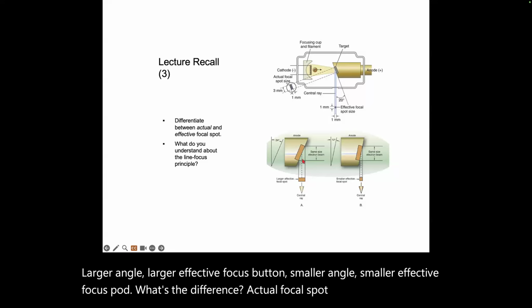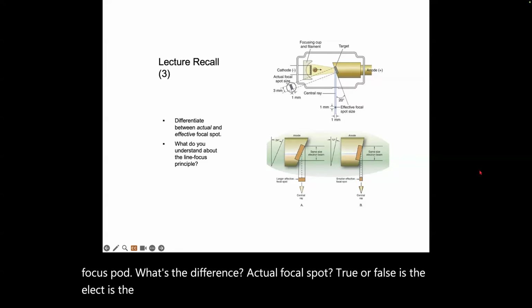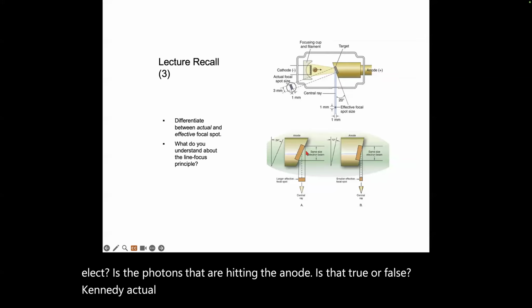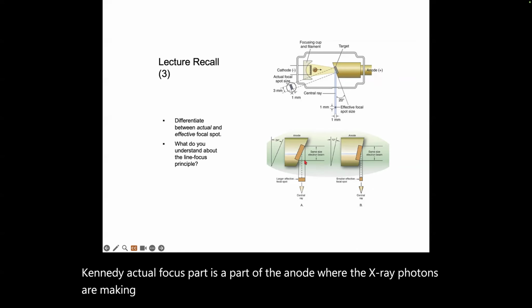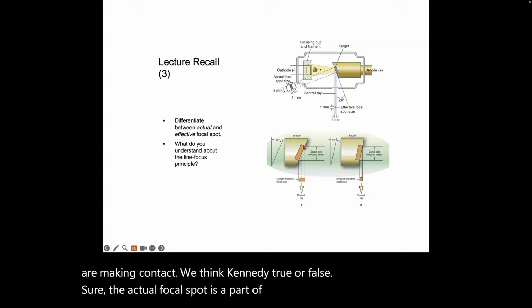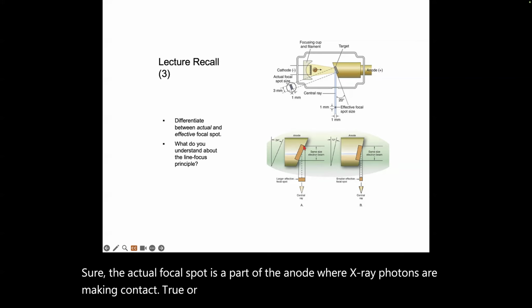True or false, the actual focal spot is the part of the anode where the X-ray photons are making contact. Is that true or false, Kennedy? What do you think? Can you repeat it one more time? Sure. The actual focal spot is a part of the anode where X-ray photons are making contact. True or false? True? No, false. Electrons are making contact.